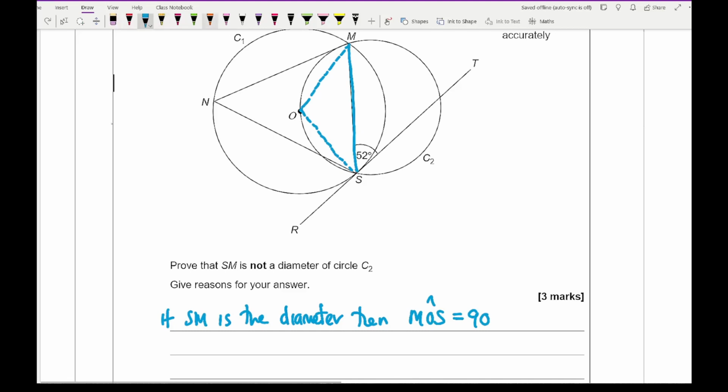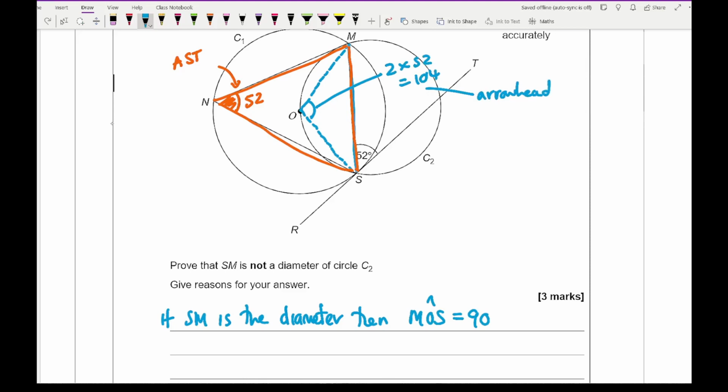So first things first, I know that looking at this triangle here, and knowing that RST is the tangent, this angle here is going to be 52 because of the alternate segment theorem. Then, as you can see, I've got an arrowhead, so this angle here is going to be 2 times 52, which is 104, and that is again the arrowhead.